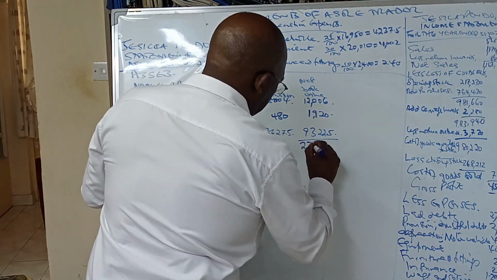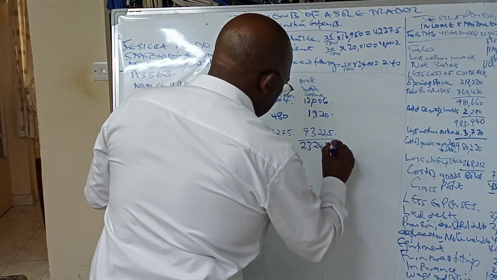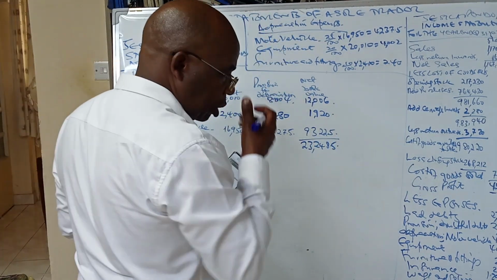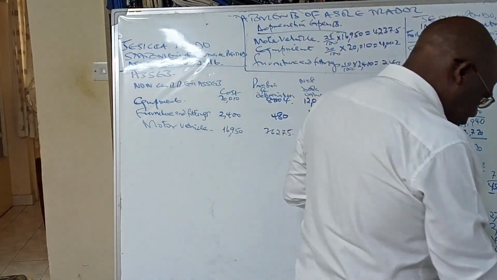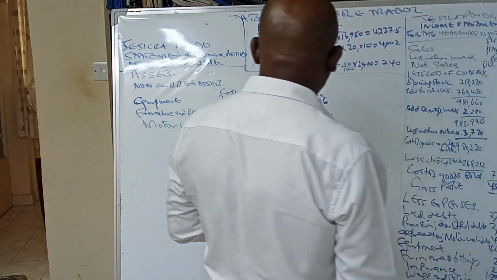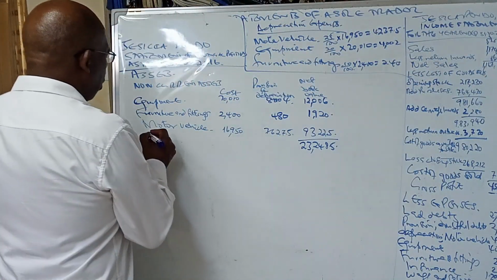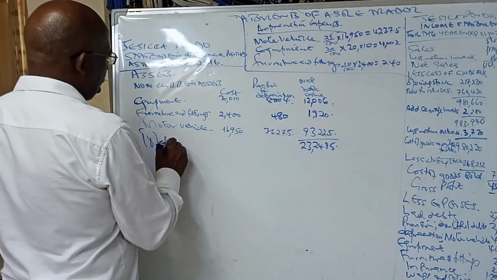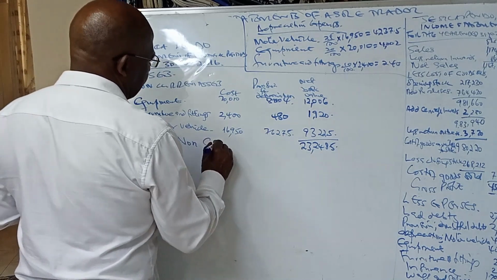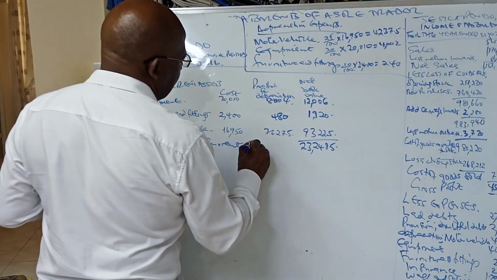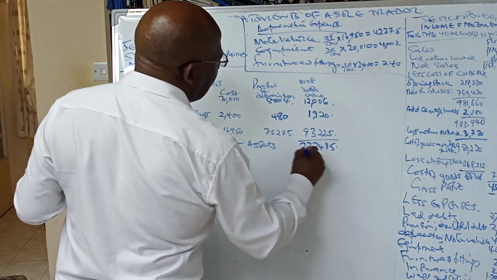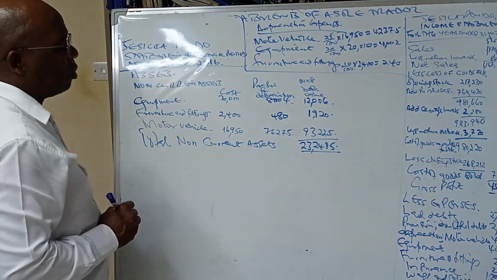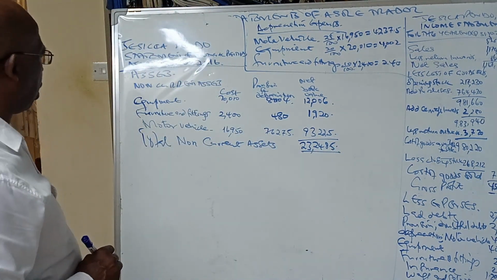23,248.5. That is what we call the total non-current assets. They are assets that are in the firm for longer than 1 year.